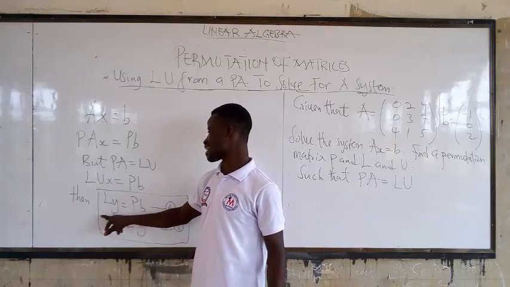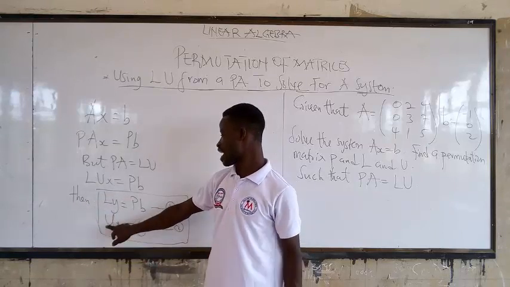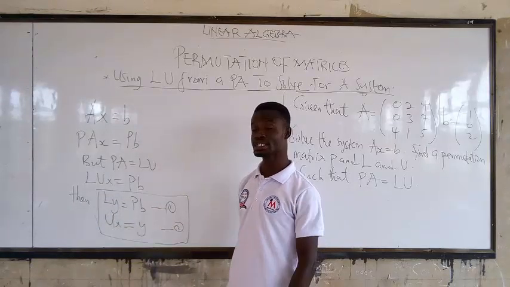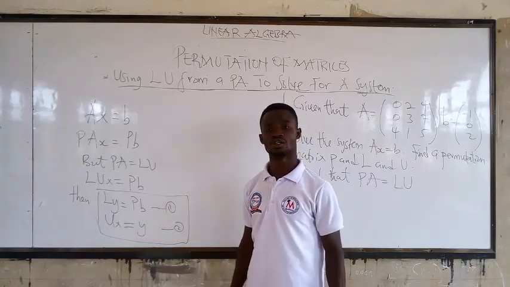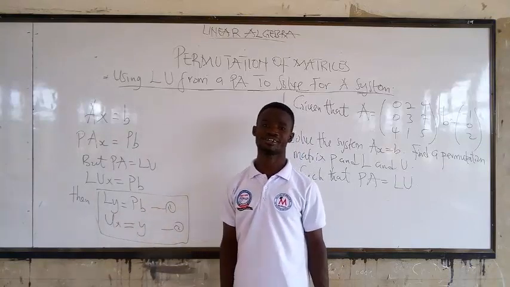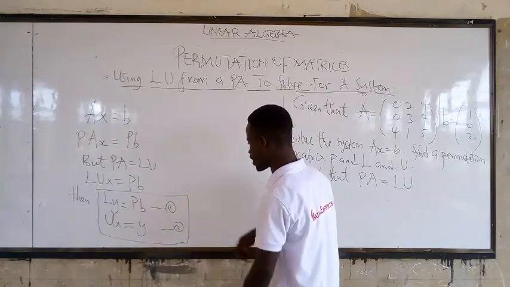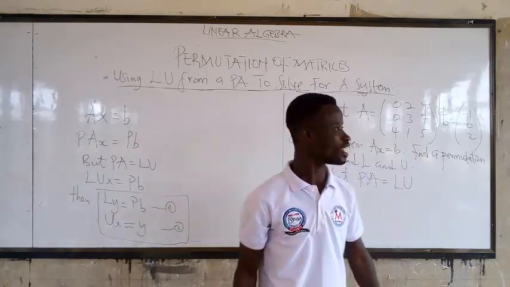Then we can say that Ly is equal to Pb and Ux is equal to what? y. Please, you don't need all these other things. We just need these two in order to go by your questions. Okay? Good. So let this be your first and let's move on.